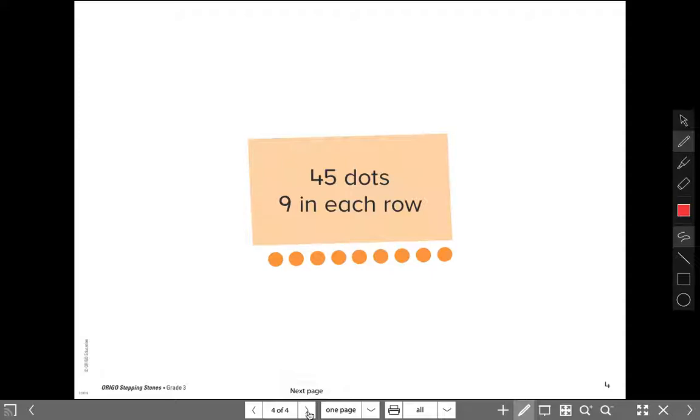So, what do I know about this picture, Adam? There's 45 dots and there's 9 rows. There is not 9 rows. No. There are 45 dots, but there are not 9 rows. Aislinn. 9 in each row. 9 in each row. That means we don't know how many groups we have, but we know that there's 9 in each group. What multiplication fact could I write to try and figure this out, Angelo?